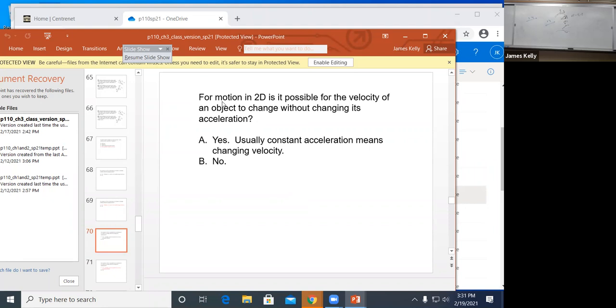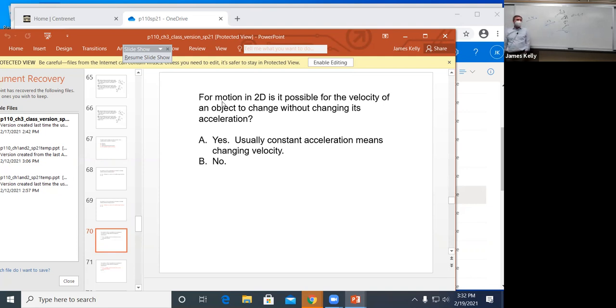For motion in 2D, is it possible for the velocity of an object to change without changing its acceleration? You know, you hear these and it's like, how do I disentangle this sentence? You got to think about the definitions, especially if you're not used to speaking this kind of language. Can the velocity of an object change without changing its acceleration? Boy, that's a real brain teaser.